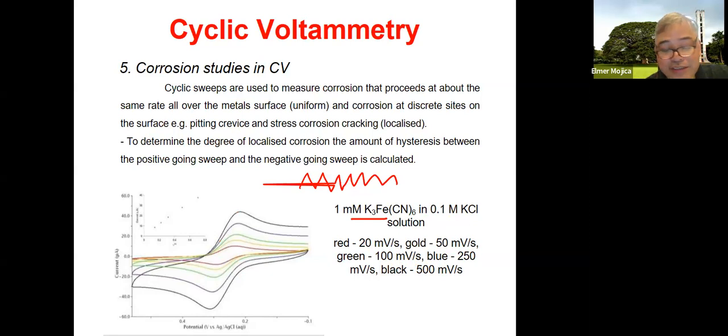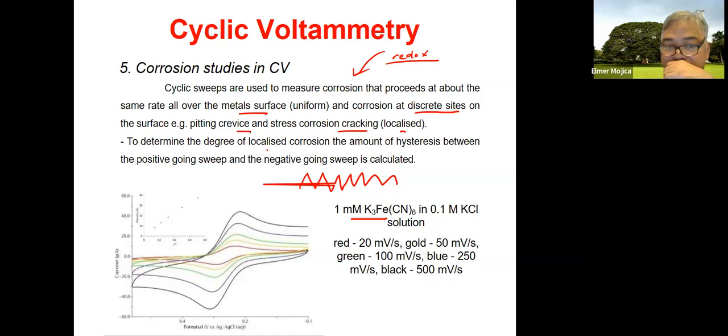So they use it in corrosion studies. So corrosion is what? A redox reaction. So they look at the mechanism of corrosion. So it proceeds at about the same rate all over metal surfaces, uniform, and corrosion at discrete sites on the surface, okay, pitting, crevice and stress corrosion cracking, localized.